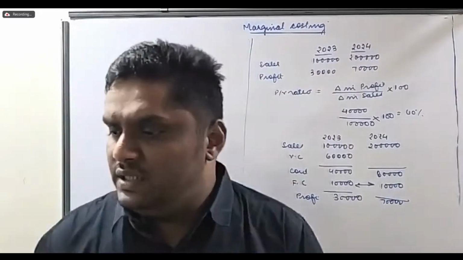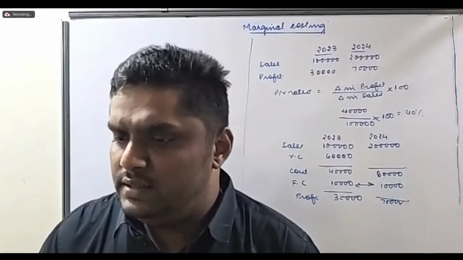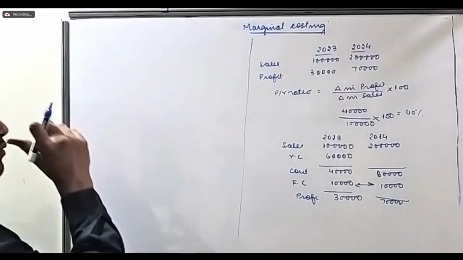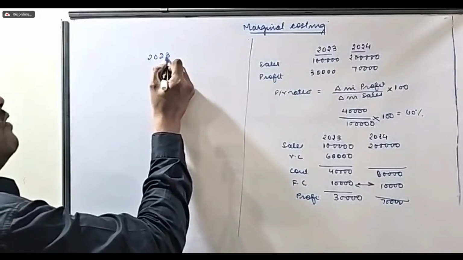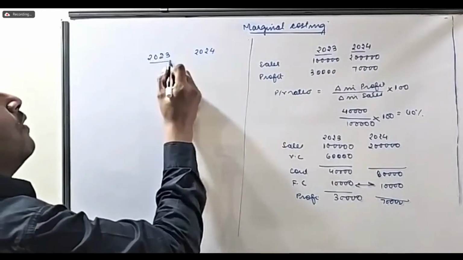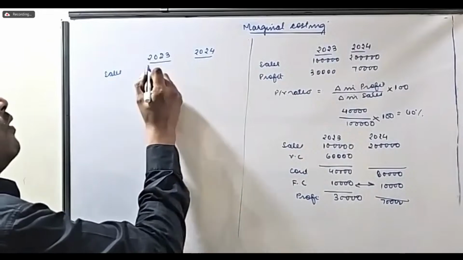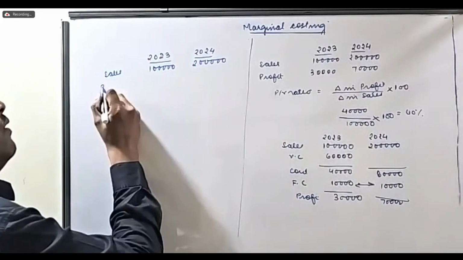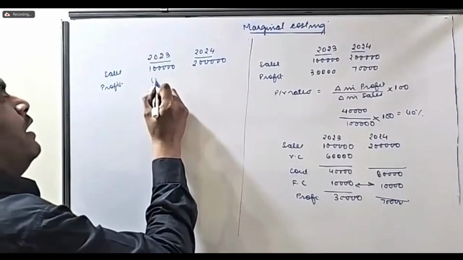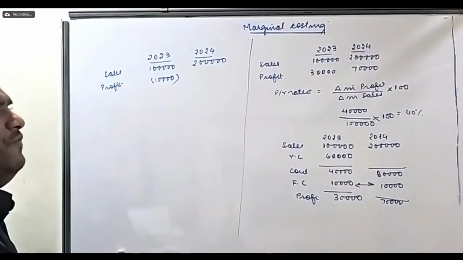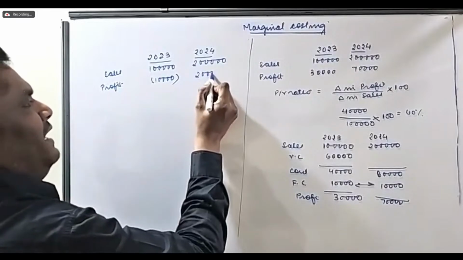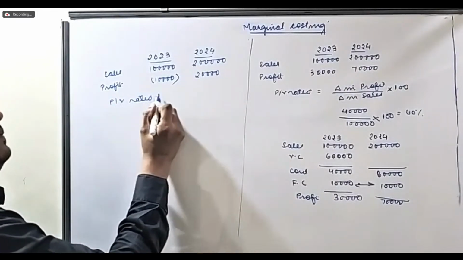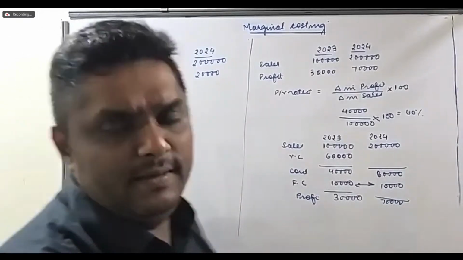If you guys have any doubts in this part, you can please post your queries. Further, those who don't have any doubts, a question for you guys. Let's say my sales is 1 lakh and 2 lakh. Let's say in the first year there is a loss of 10,000 and in the second year there is a profit of 20,000. You guys are required to calculate PV ratio. Waiting for your answers, guys.